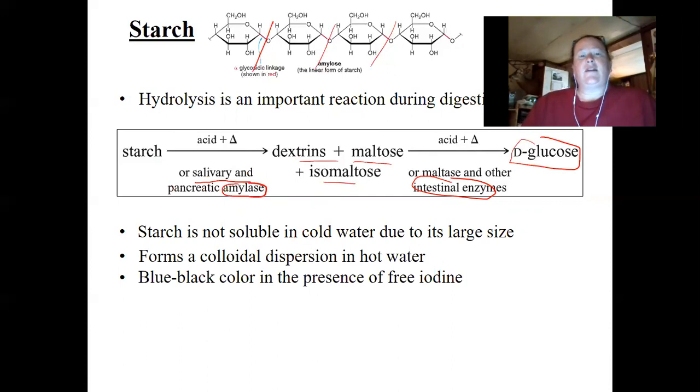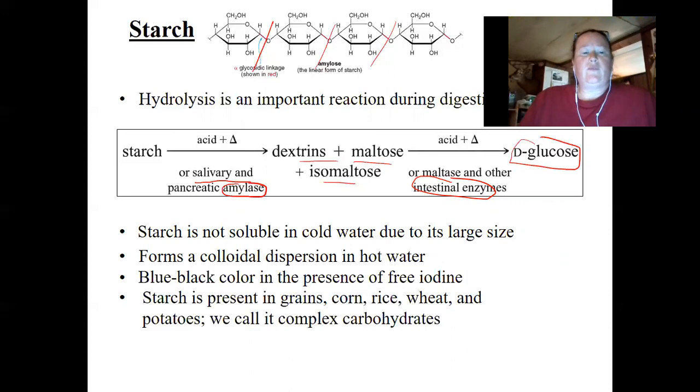One of the positive tests for starch is an iodine test, and if starch is present, the iodine will cause the starch to turn a bluish black color. So sources of starches, or what we call complex carbohydrates, come from grains, corn, rice, wheat, and potatoes.